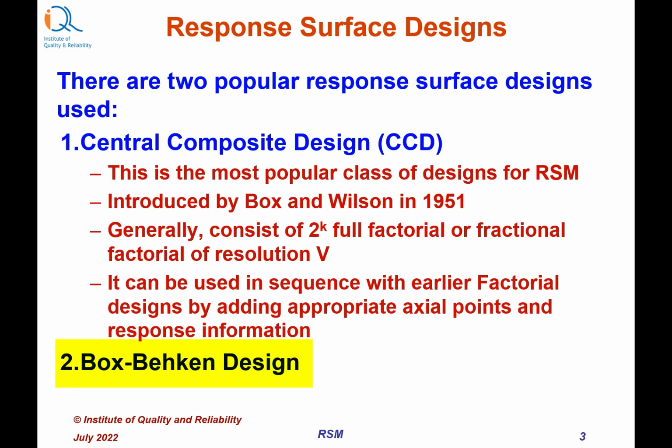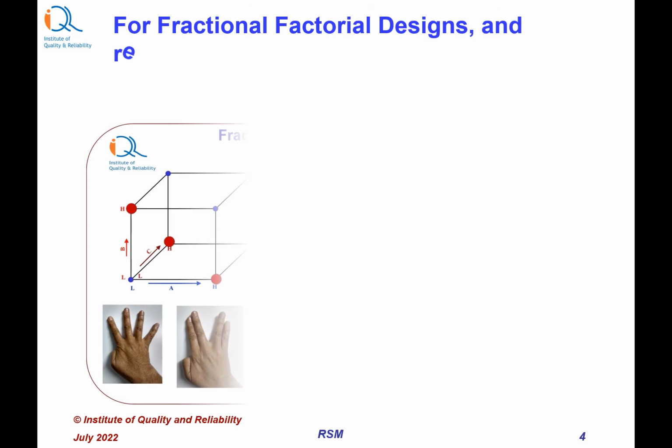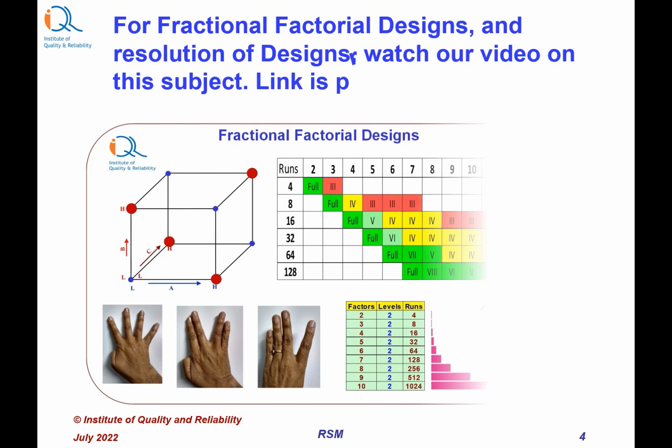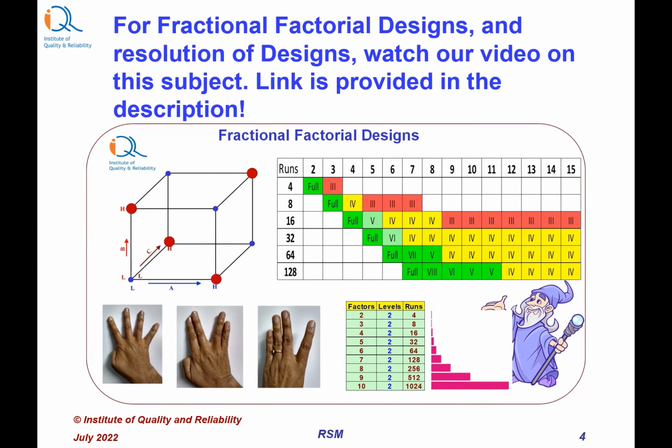The second type of design is Box-Behnken design. This is used sometimes when there are certain types of constraints. For fractional factorial designs and resolution of designs, watch our video on this subject. Link is provided in the description of this video.